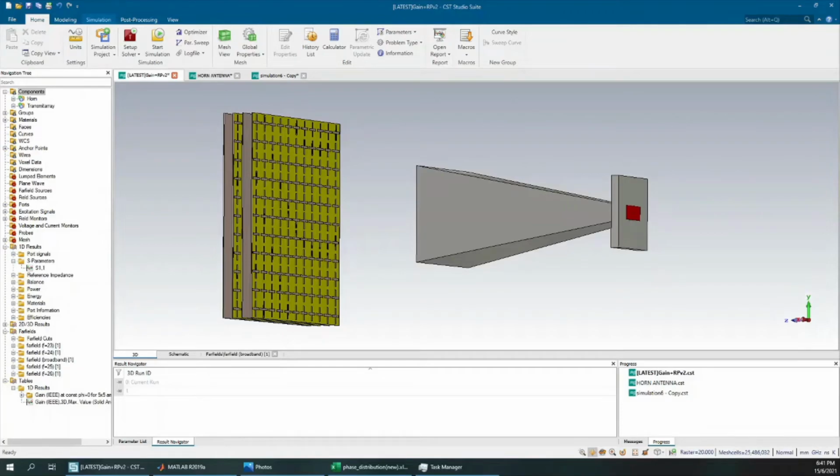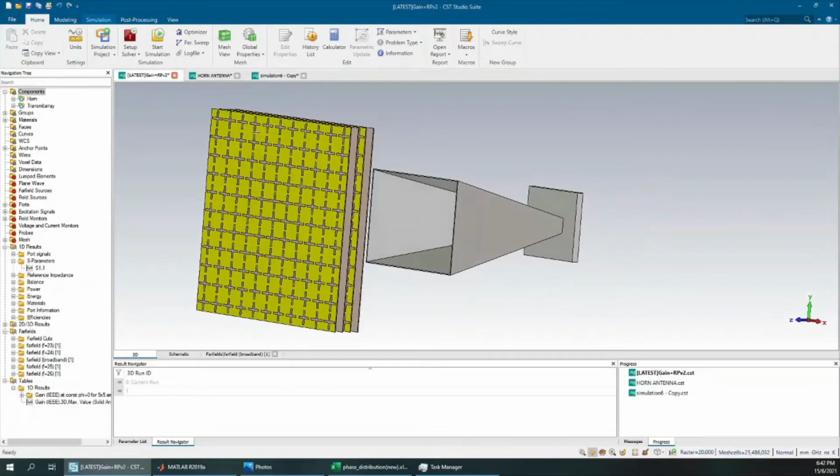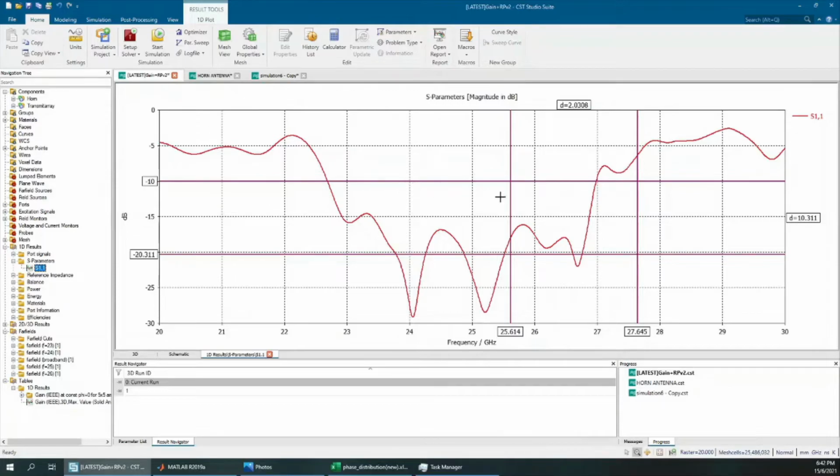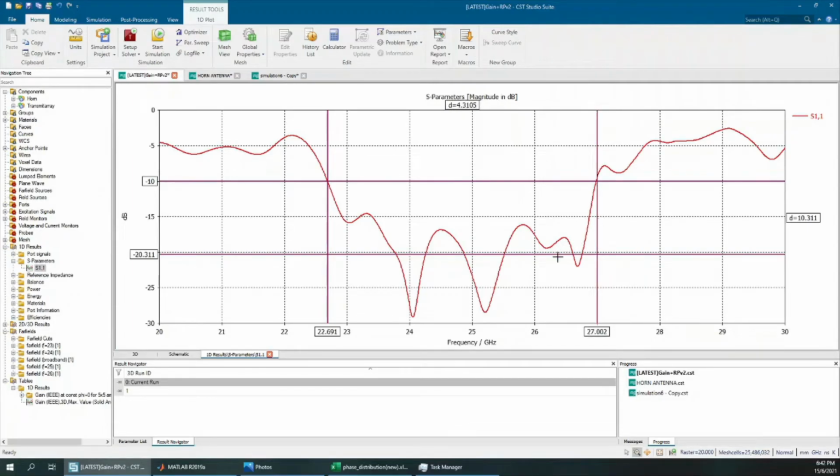Here is the complete transmit array antenna. So it consists of a horn antenna and also a transmit array design based on the dimensions that I had determined just now. The solver I use will be time domain solver. And the simulation result will be S11 parameter. And here is the S11 parameter for the complete transmit array antenna.